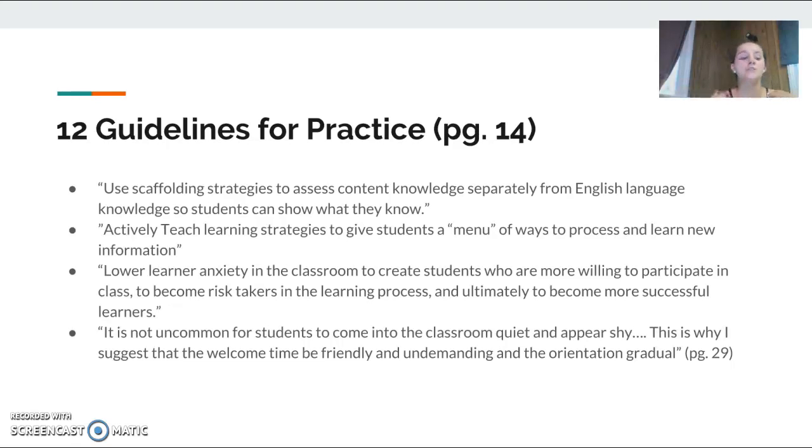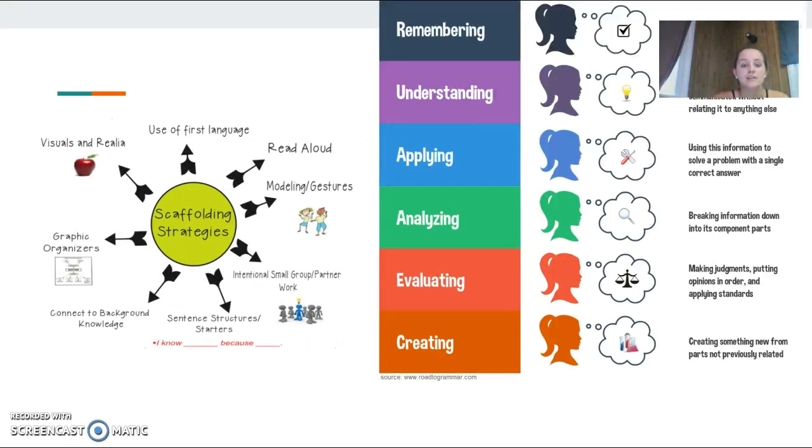Something that I thought reflected from the other textbook, on page 29, it says, it is not uncommon for students to come to your classroom quiet and appear shy. This is why I suggest that you welcome them, being friendly and undemanding, and the orientation gradual. So don't push your students at the very beginning. Let them take their time to come into your classroom and be comfortable. And that's one of the guidelines from the textbook.